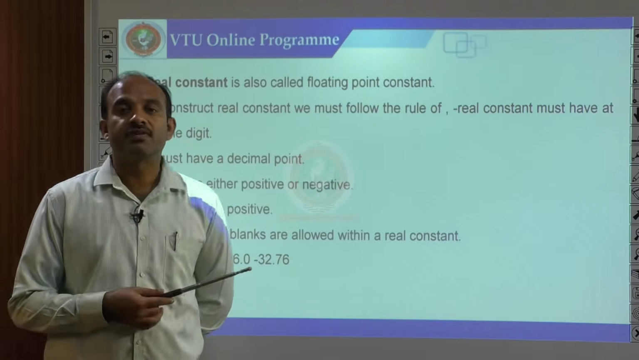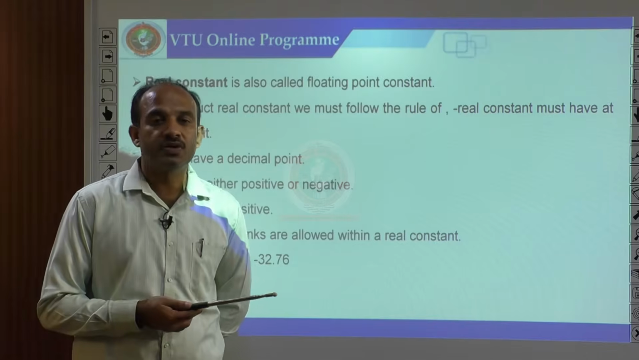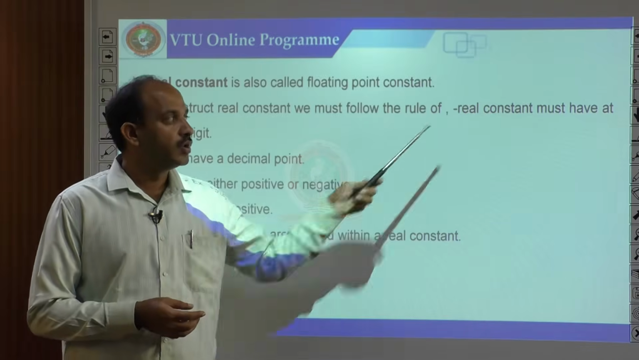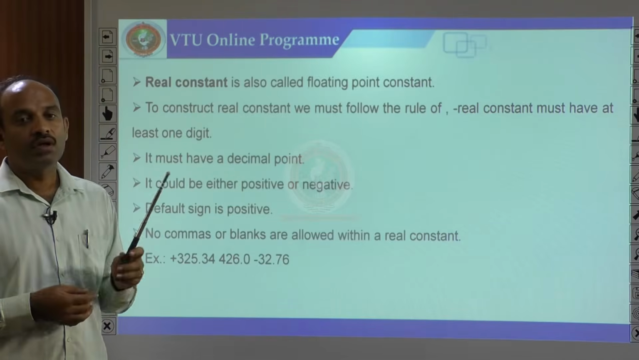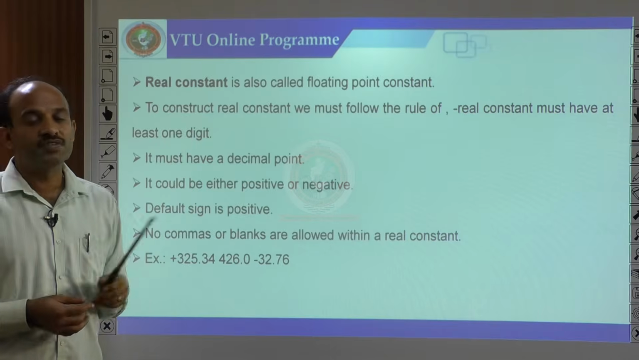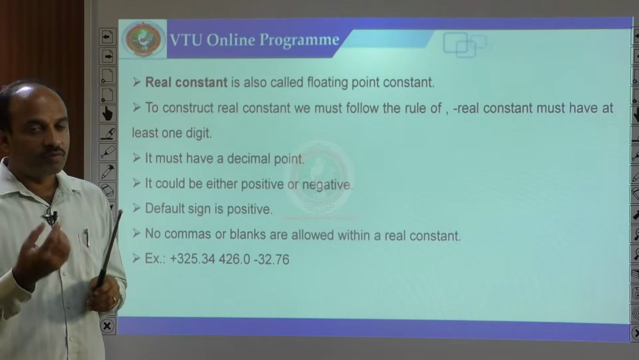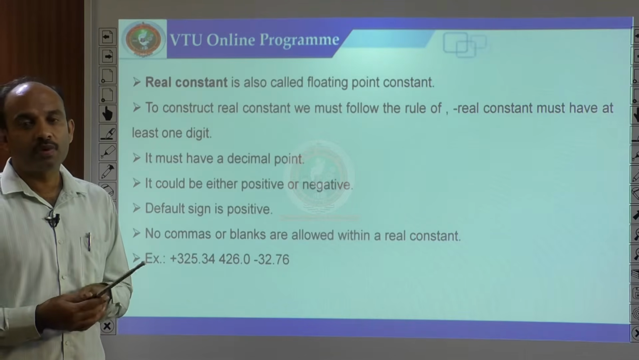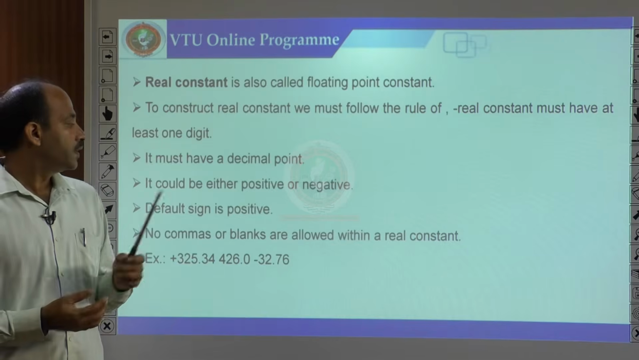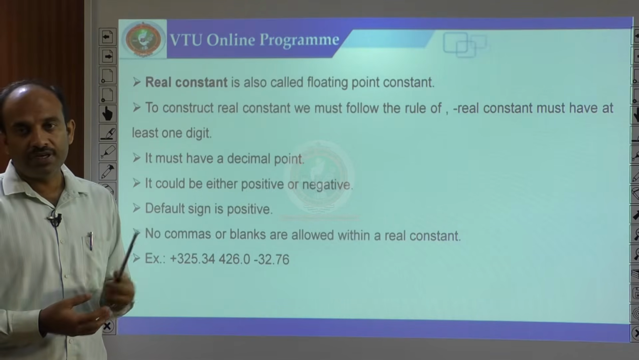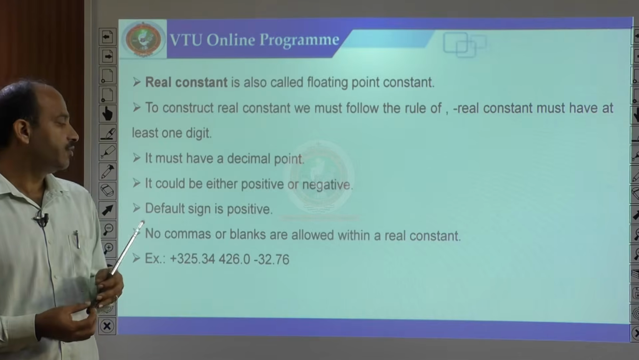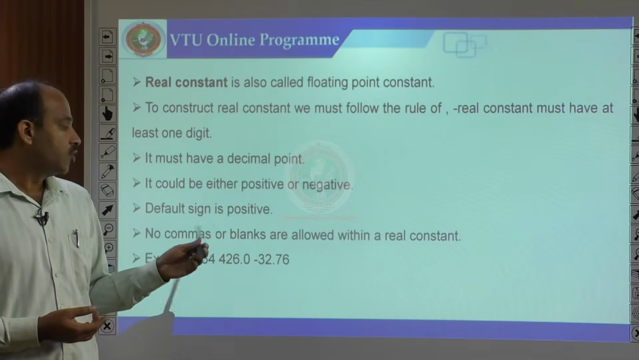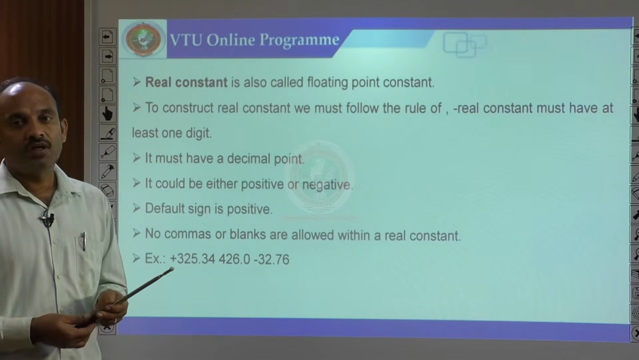Another type category is real constants, that is, numbers with decimal places. To create a real constant, we must follow the rule: a real constant must have at least one digit and at least one decimal point. Otherwise, if you do not have a decimal point, it will be treated as an integer. It may be positive or negative, but by default, if you do not specify, the sign is positive. No comma or blanks are allowed within a real constant.